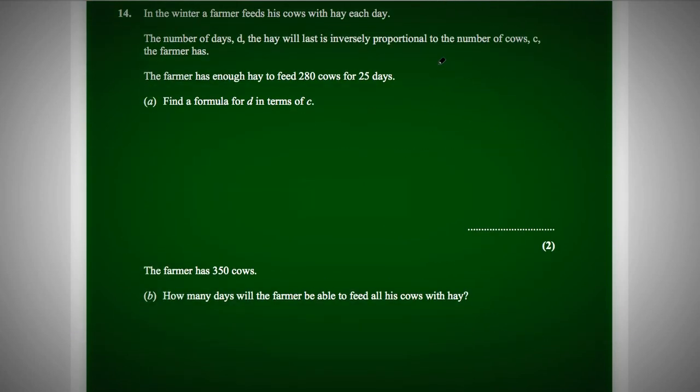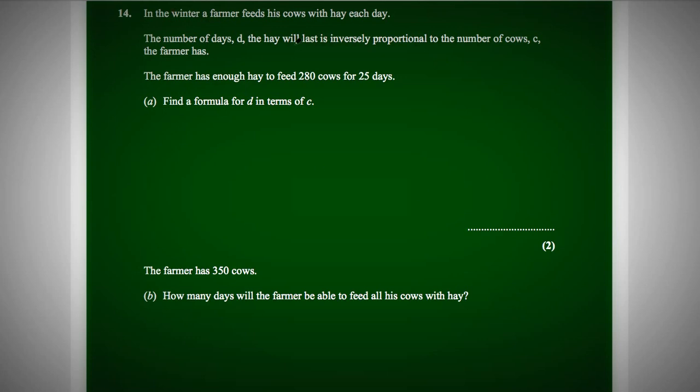Question 14. In the winter, a farmer feeds his cows with hay each day. The number of days D the hay will last is inversely proportional to the number of cows C the farmer has. The farmer has enough hay to feed 280 cows for 25 days. Find a formula for D in terms of C.